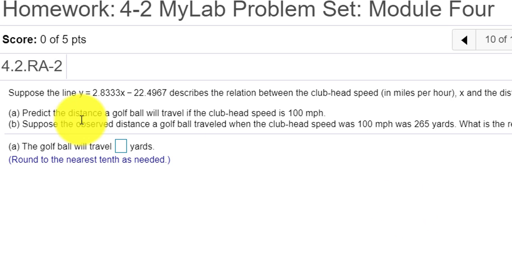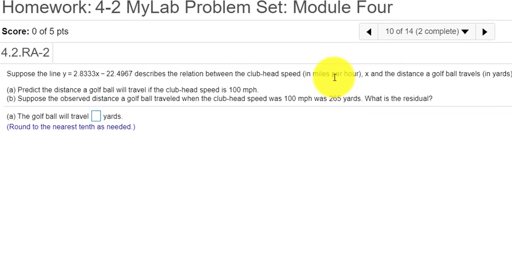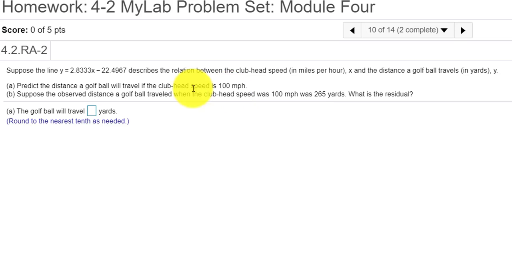Problem number 10. All right, so they give us a regression equation. Looks like it describes the relation between the club head speed and the distance the ball travels. So y is the distance it travels, x is the club head speed. They say predict the distance of a golf ball if the club head speed is 100 miles per hour. So what they're really saying is x is 100 miles per hour. So I'm going to replace x with 100.